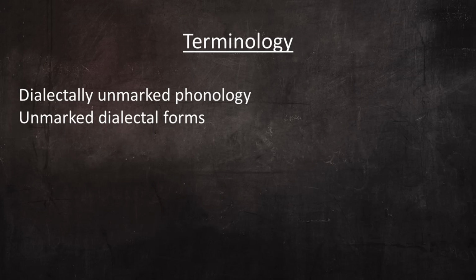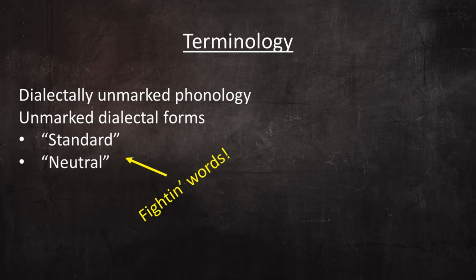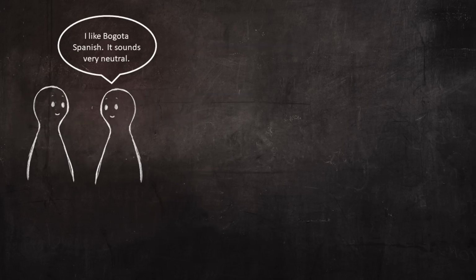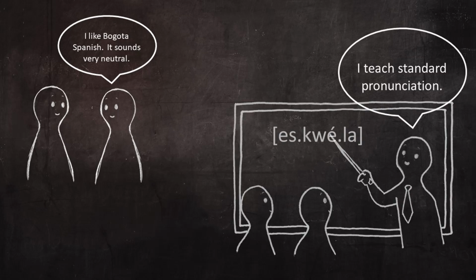Now, throughout this video, I've used phrases like dialectally unmarked phonology and unmarked dialectal forms in order to be as precise as possible. But nobody who hasn't studied linguistics would use phrases like that or know what they mean. Ordinary people use words like standard and neutral to refer to the same idea, and while some people take these as fighting words and want to argue about whether such things as standard and neutral exist, it's demonstrably true that a system of unmarked dialectal phonology does exist, and I don't see any reason to quibble about what we call it. So when a native Spanish speaker says that they like X, Y, or Z dialect because it sounds neutral, or a Spanish teacher suggests that they teach standard pronunciation, I'm pretty sure I know what they mean, and I don't feel the need to correct them about it.